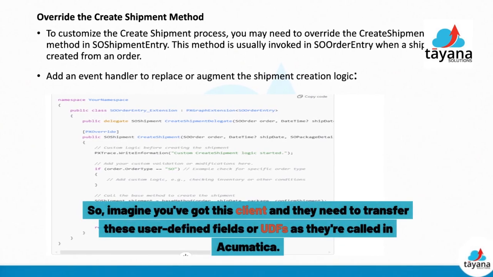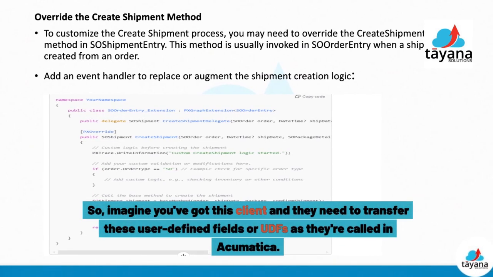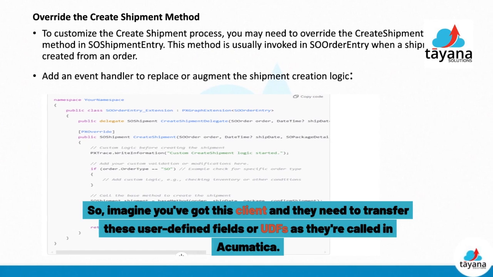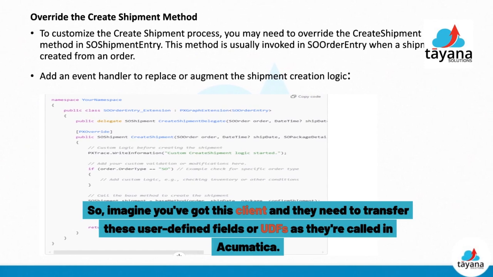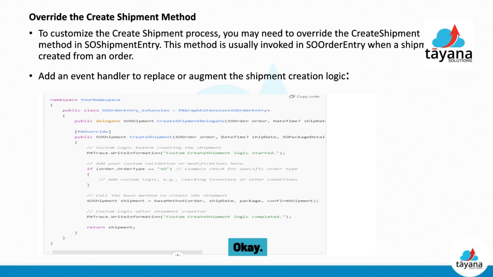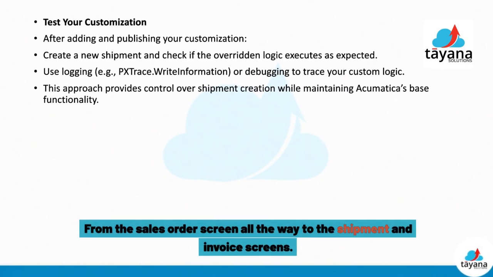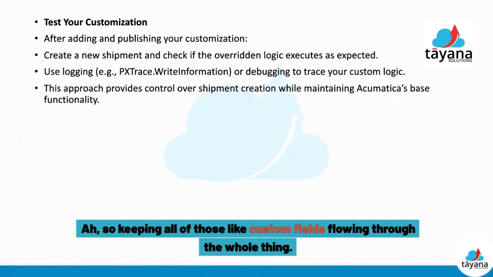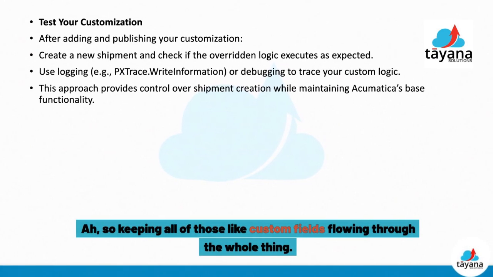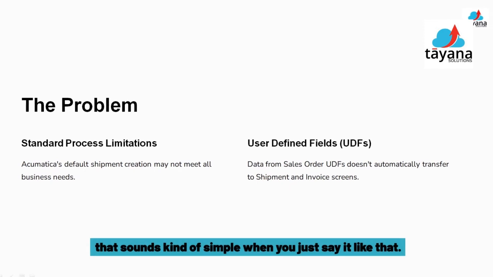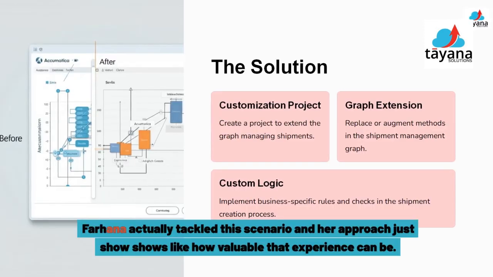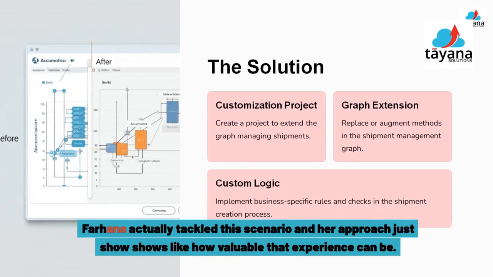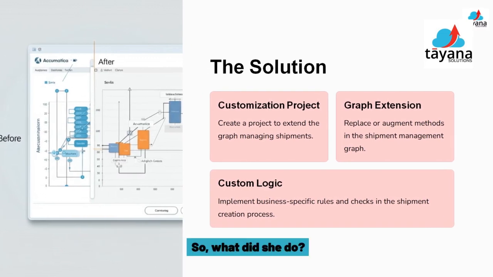Imagine you've got a client who needs to transfer user-defined fields, or UDFs as they're called in Acumatica, from the sales order screen all the way to the shipment and invoice screens. So keeping all of those custom fields flowing through the whole thing. That sounds kind of simple when you just say it like that. Her approach shows how valuable that experience can be. Okay, so what did she do?